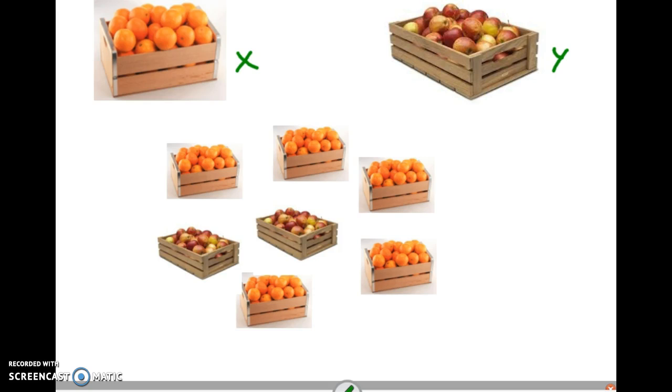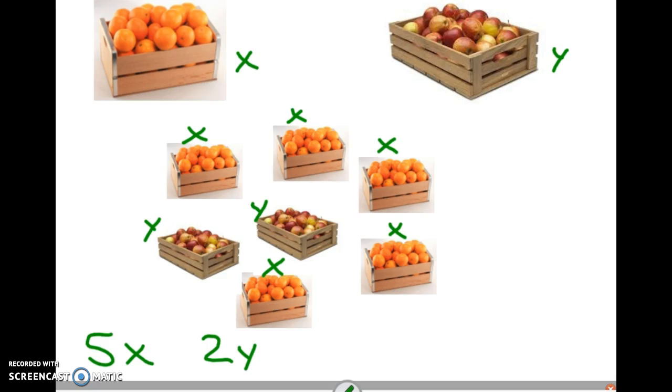If we take a look here, we've got 1, 2, 3, 4, 5 crates of oranges. So we can represent the number of oranges by taking 5 and multiplying by the x. We have 2 crates of apples. So to figure out the total number of apples we have, we would multiply by 2. And if we want the total amount of fruit we would have, we would add the two of them together.